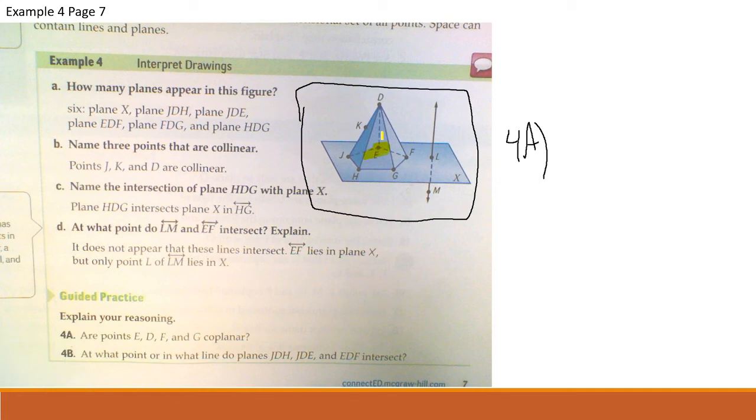That's not that much better, so we'll go with it. Here's E. Sorry, I'm trying to find a good color here. That's better. So there's E, D, F, and G.